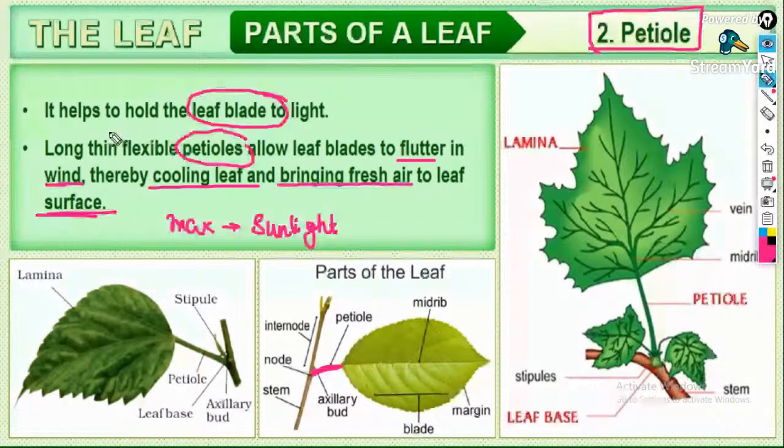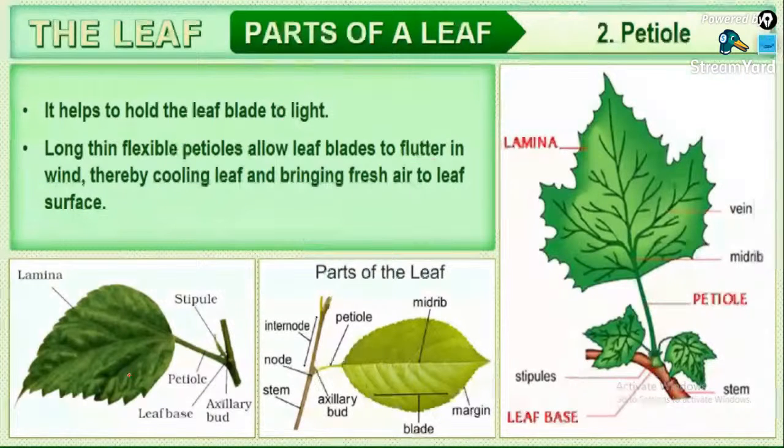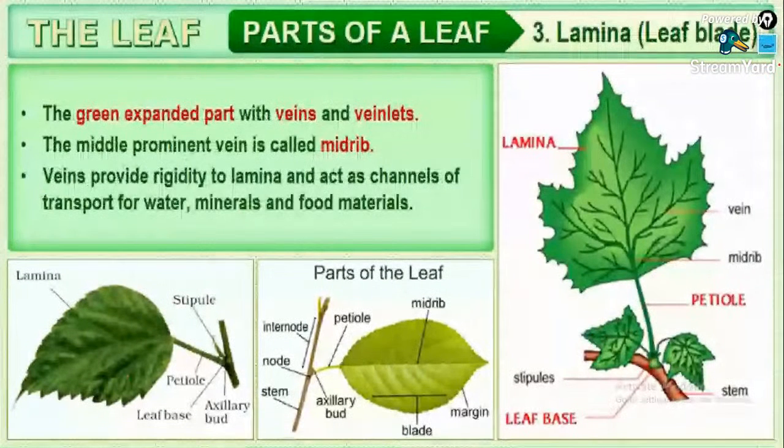So what is the function of the petiole? It helps to hold the leaf towards some area to receive the maximum amount of sunlight for the process of photosynthesis. That is the main function of petiole. Next one, the last important part, that is the lamina or the leaf blade.